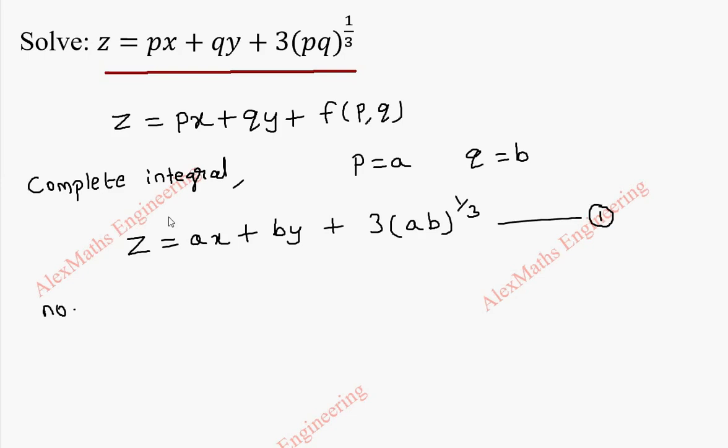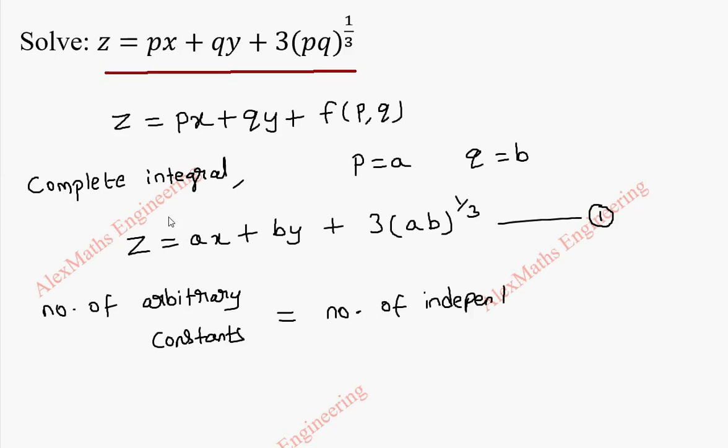Here we find the number of arbitrary constants, that is a and b. So two constants are there. That is equal to the number of independent variables. There are two variables x and y. So we get the complete integral like this.